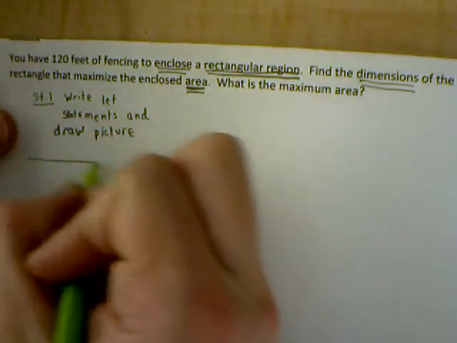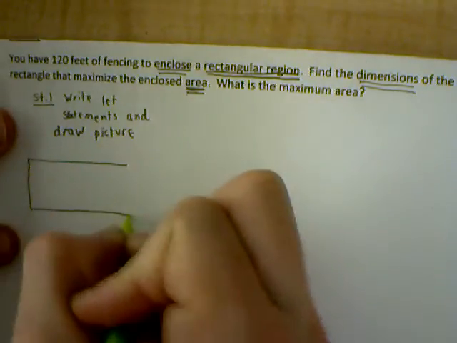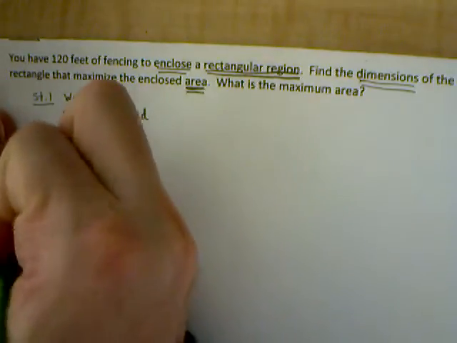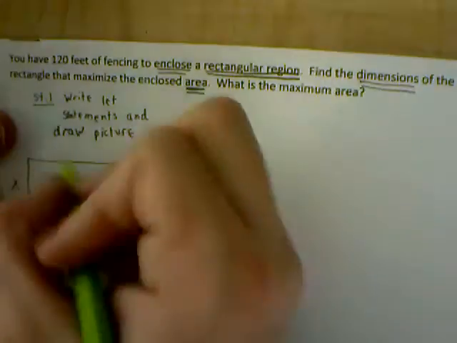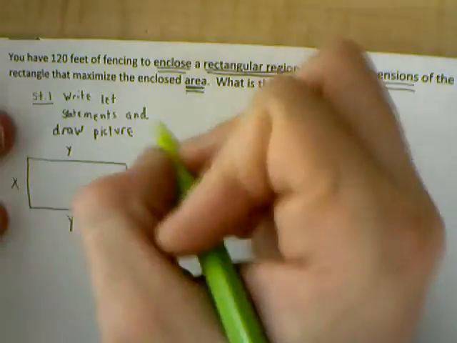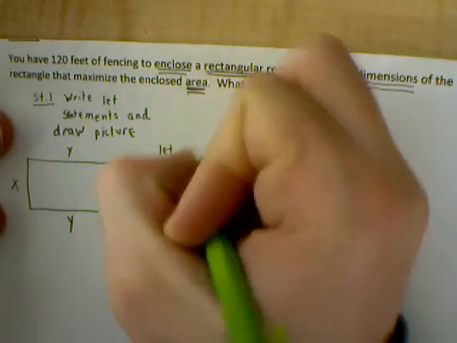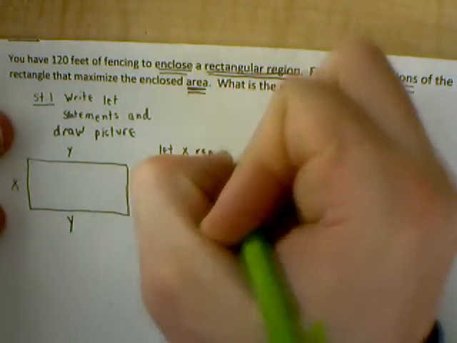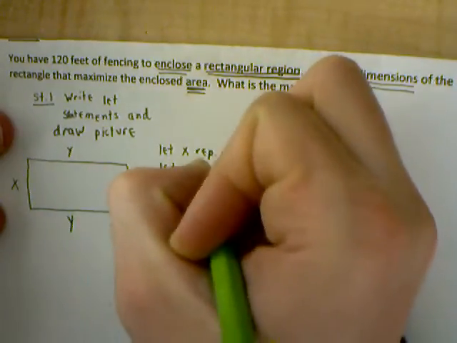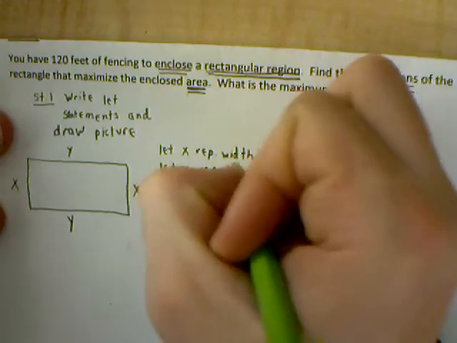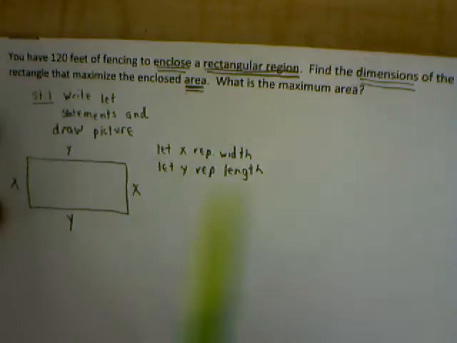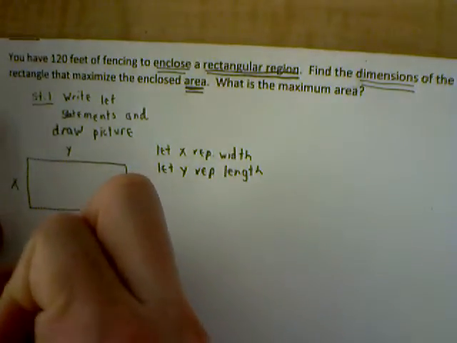Here I have a rectangular region. I know if it's a rectangle, my opposite sides will be congruent, so I can say x and x, and then y and y. So let's go ahead and write the let statement that goes with that. I'm going to let x represent width and let y represent length. From here, I'm going to use both perimeter and area to set up a system of equations.